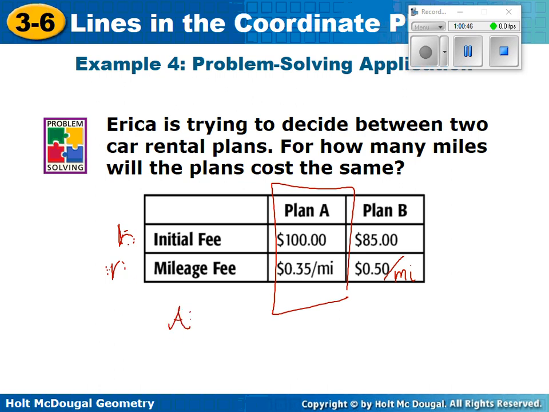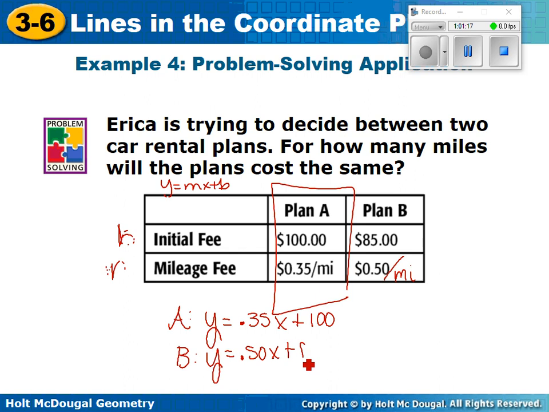So let's write an equation for plan A. Plan A is going to be y equals, what's the slope? Careful, slope again, 0.35. So I'm putting this in y equals mx plus b form. So y equals 0.35 what? x plus 100. Okay, let's do the same thing for plan B. What's my equation going to be? All right. Everybody with me on how we got those two equations?